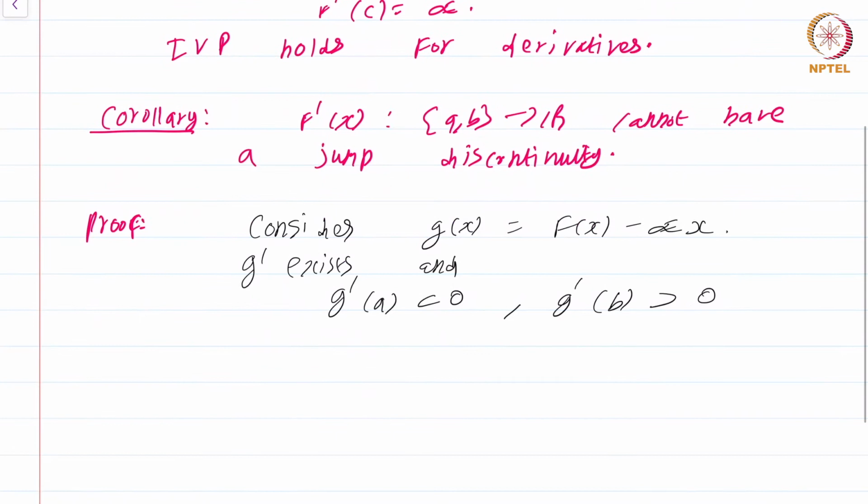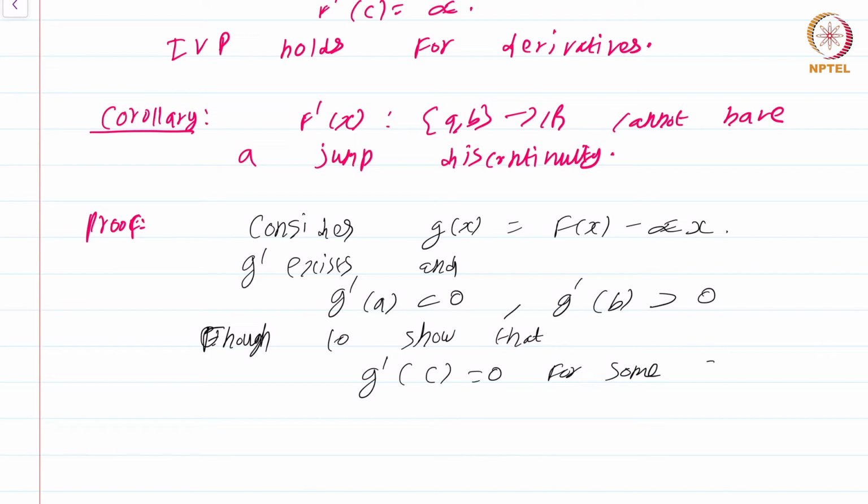So it is enough to show that g prime of some c is 0 for some c in (a, b).